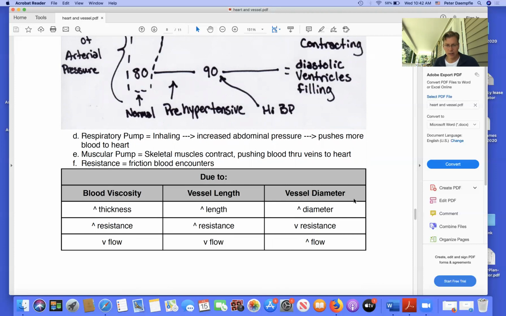Blood viscosity, vessel length, and vessel diameter all affect resistance. Blood viscosity, if you have thick blood, a lot of red blood cells, there's more resistance and less blood flow. That is a certain type of disorder. Vessel length. As you have more vessel length, more vessel in your body, there's more resistance because there's more wall that basically resists the blood going through. And therefore there's lesser flow of blood. So more vessel length leads to more friction and the heart has to work harder.